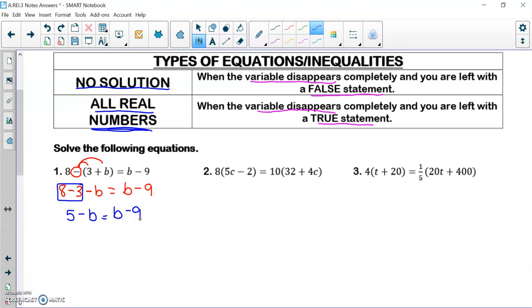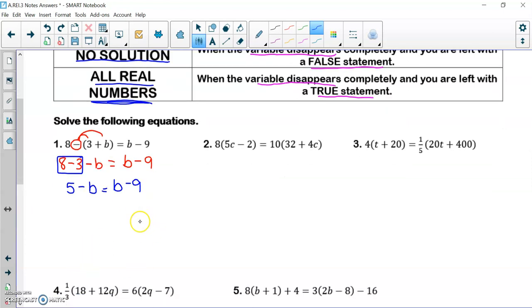All right, so now this looks like a level 2 equation where we need to get the variable alone on one side first. So I'm going to either get this minus b over to the right or get this b over to the left. It does not matter. I'm going to get the minus b over to the right by adding it over. Remember, when we're getting the variable on one side, we just need to add or subtract that variable over.